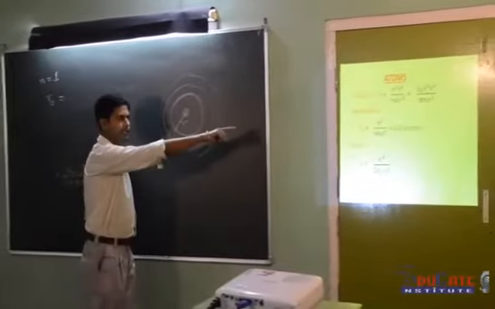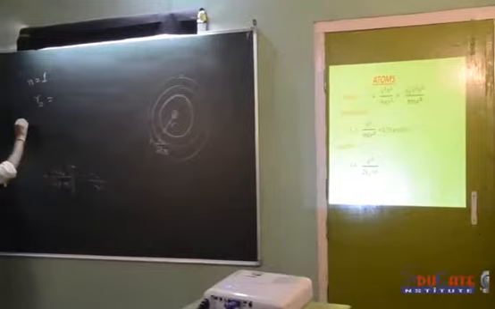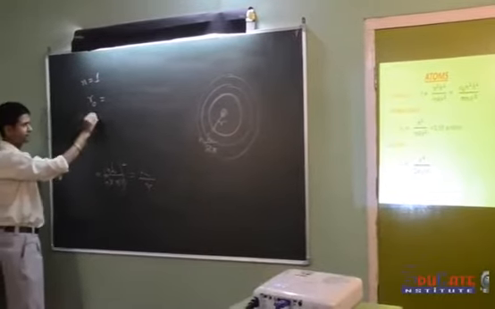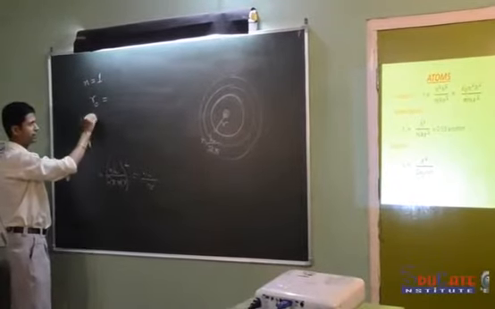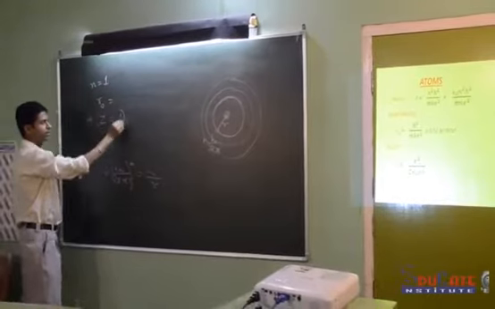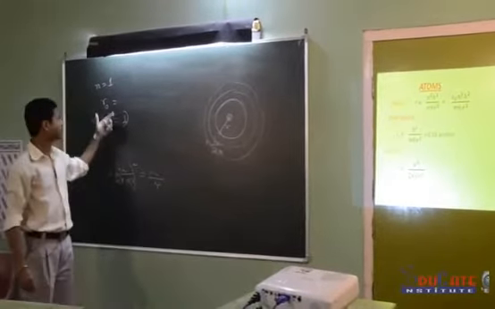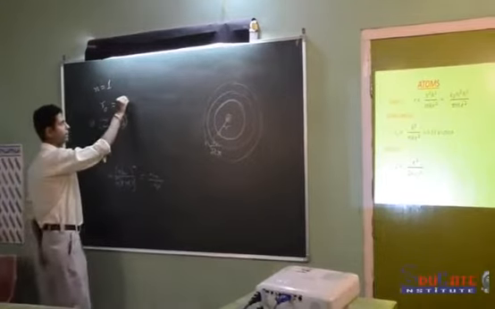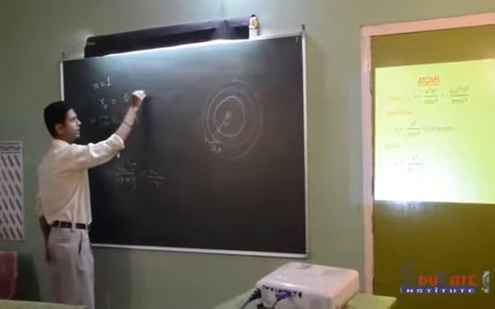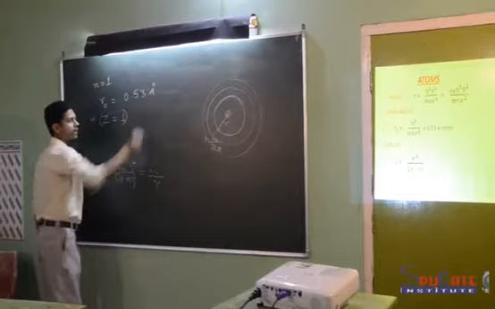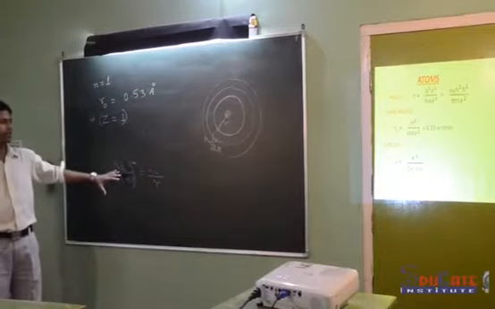And in case of the simplest system, that is hydrogen, the atomic number is 1. So in case of the simplified system, the radius is found out to be 0.5 angstrom unit. Now this is how we can find out the radius.